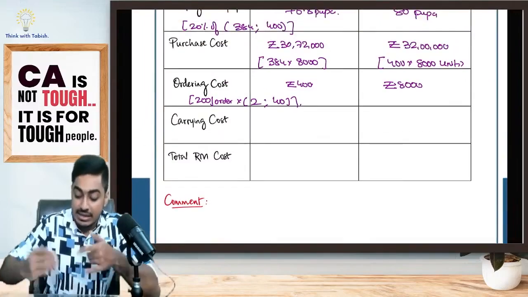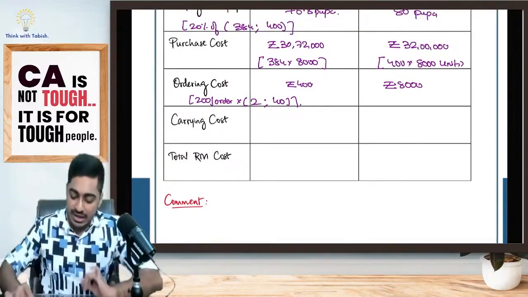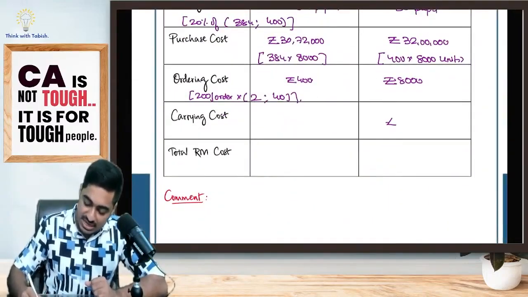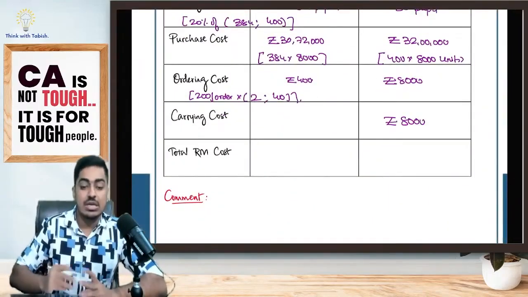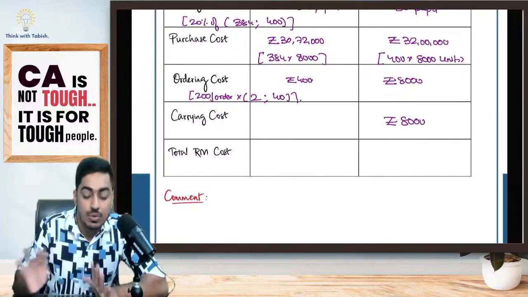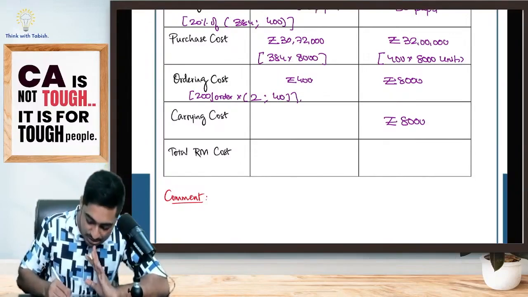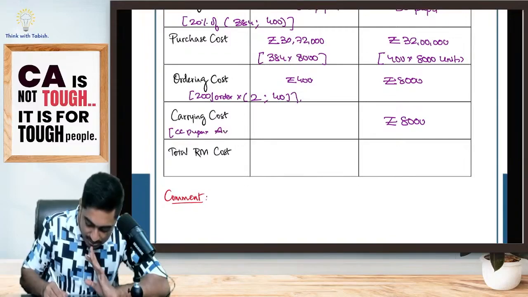Now tell me, in EOQ, ordering and carrying cost are the same. That means in EOQ, ordering was 8,000. That means carrying also I can close my S and write as 8,000. In non-EOQ, will it be the same? No. I'll have to calculate separately. This also I'll calculate, but still I've told. Carrying cost is my carrying cost per unit per annum into average inventory.